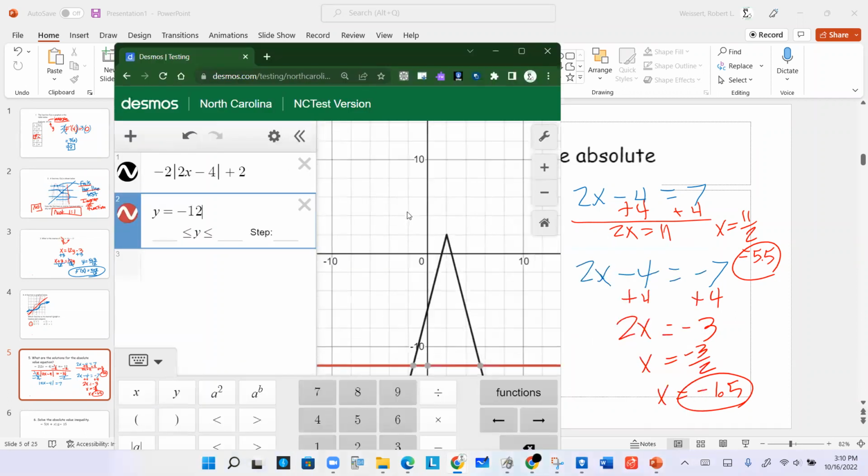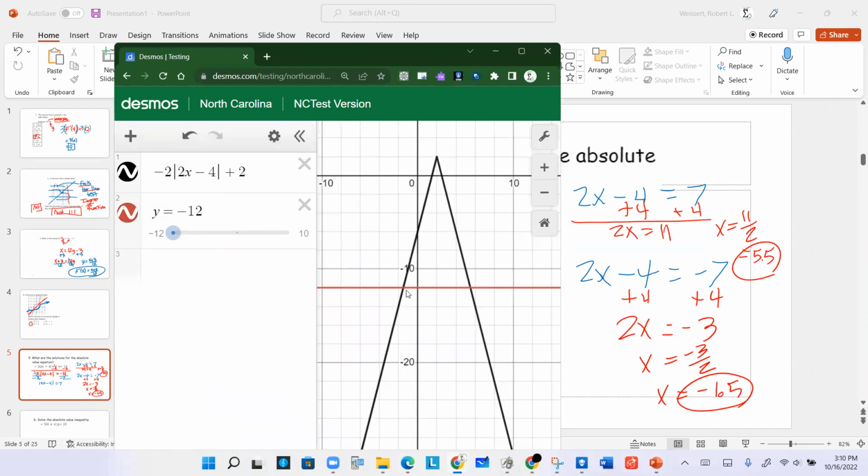Zoom out if necessary so you can see points of intersection. And we're looking at the two x values where they meet. And you can see negative 1.5 and positive 5.5 are your two solutions. So both of those are real solutions to this equation.